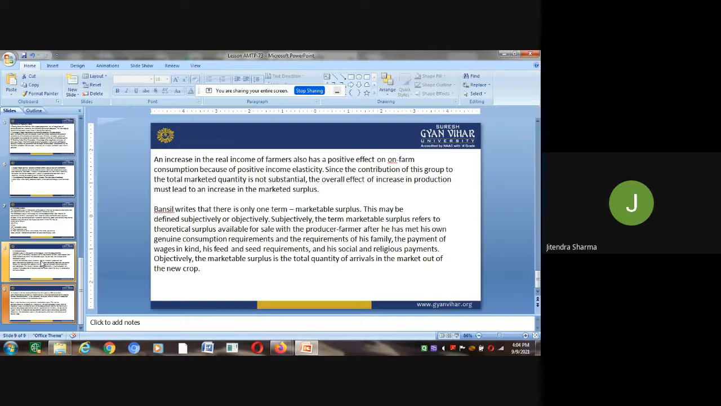Dunsill writes about one term, marketable surplus. This may be defined subjectively or objectively. Subjectively, the farmer's marketable surplus is the theoretical surplus available for sale to the producer farmers after he has met his own genuine consumption requirement and the requirement of his family, the payment of wages in kind and cash, seed requirement, and social and religious payments. Objectively, the marketable surplus is the total quantity of arrival in the market out of the new crop. So here we will see what the marketable surplus is. Now we will have once again the comparison.